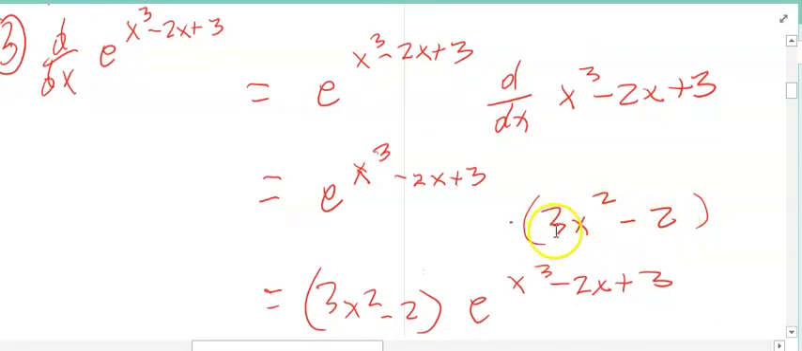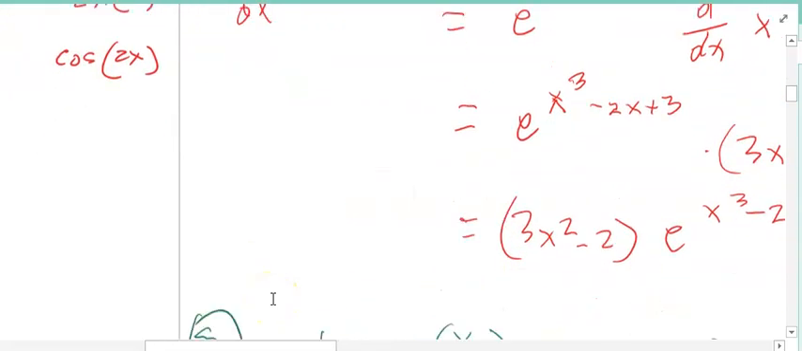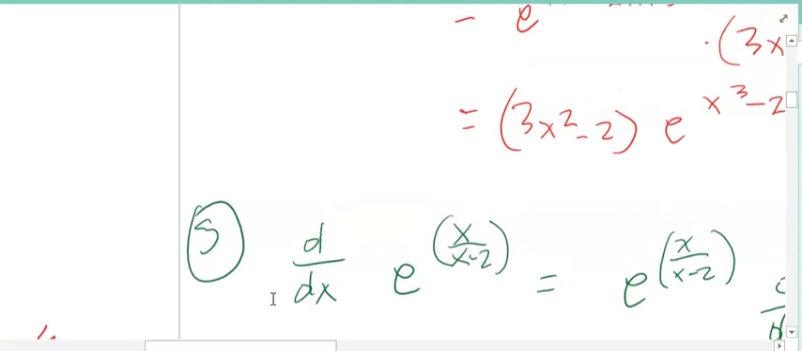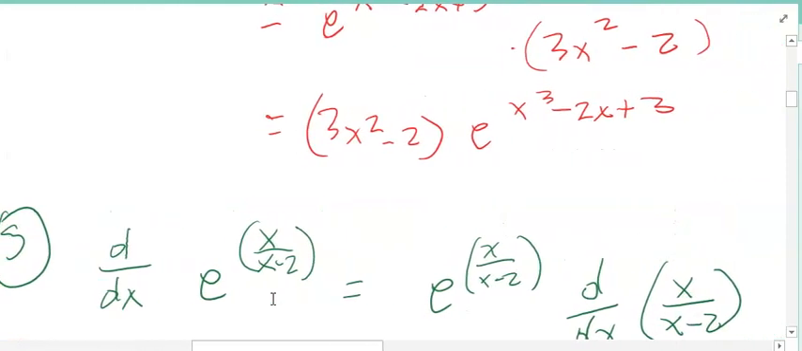Since 3x squared minus 2 is a coefficient, we can bring that in front of the e. That's our final answer. So that's 3x squared minus 2 times e to the x cubed minus 2x plus 3, and we're done. Okay, now let's look at another problem.